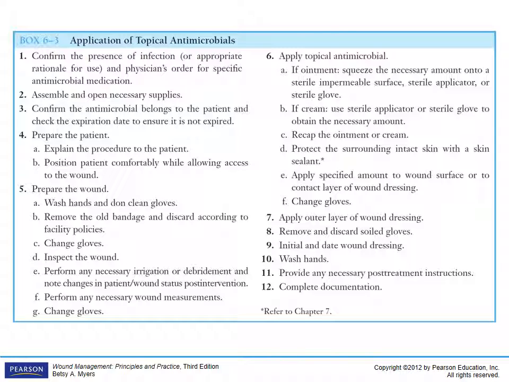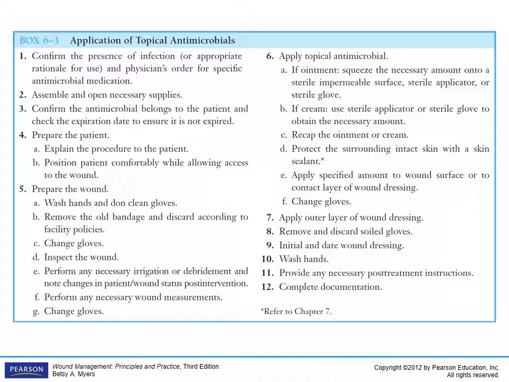So as you read through this, number 5 talks about changing your gloves frequently. I've talked about this before, but it is really important that you change your gloves frequently. And then when you get to number 6, the most important thing is you always use a sterile surface to apply either the ointment or the cream, or if you're squeezing out of a tube, it must be on a sterile glove or a sterile applicator, and you never reach back into that cream to get more with that same sterile surface.